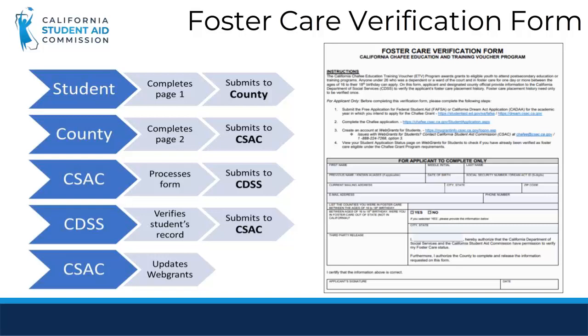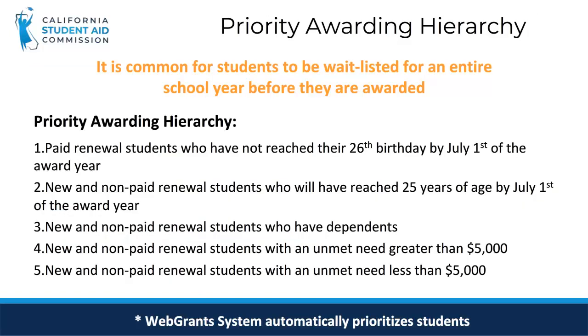The foster care verification form will be routed to the various channels and will ultimately be verified by CDSS. CSAC then updates the student records in the Chaffee database. Students who have fulfilled all application components, the Chaffee Grant application, plus a FAFSA or DREAM Act application, plus the CDSS foster youth verification, will be prioritized in Web Grants based on the following awarding criteria.